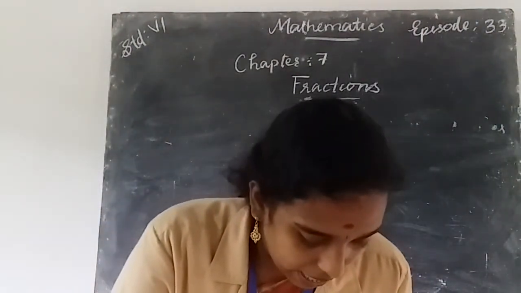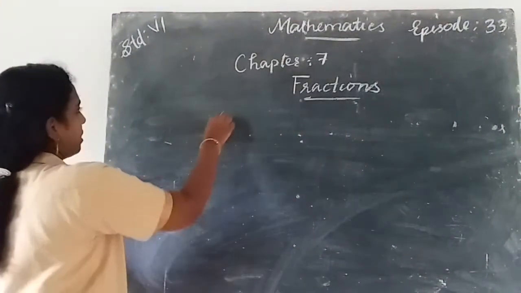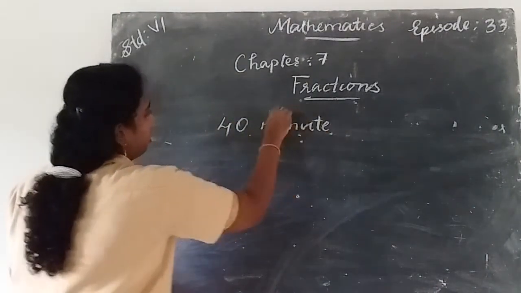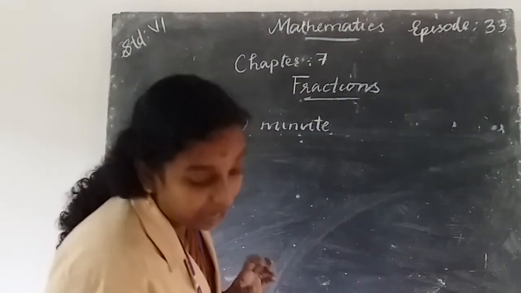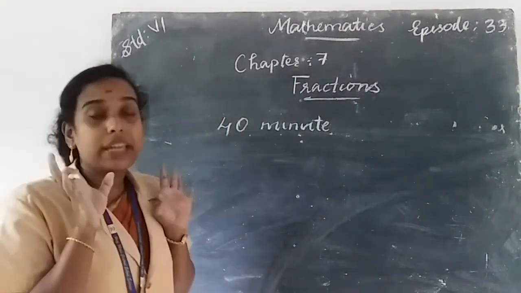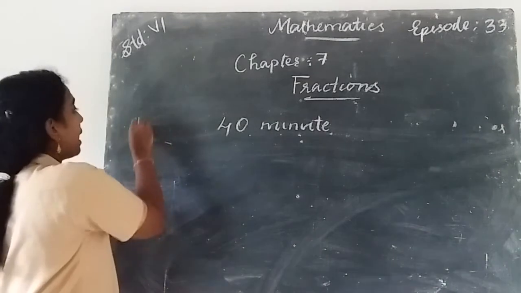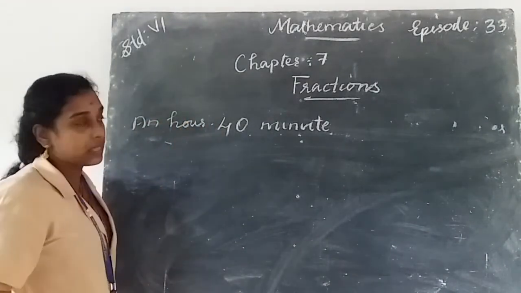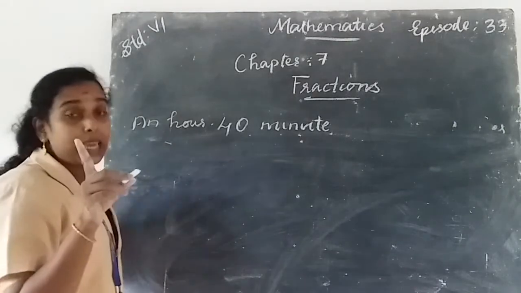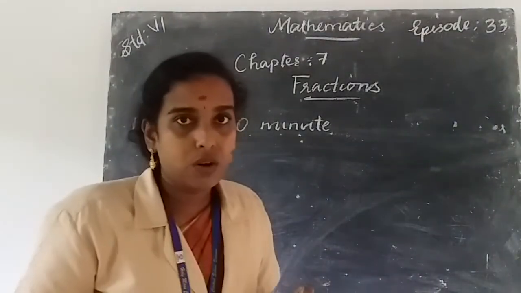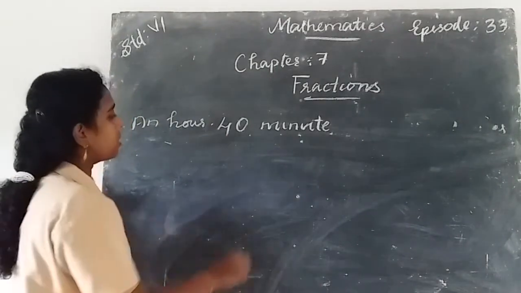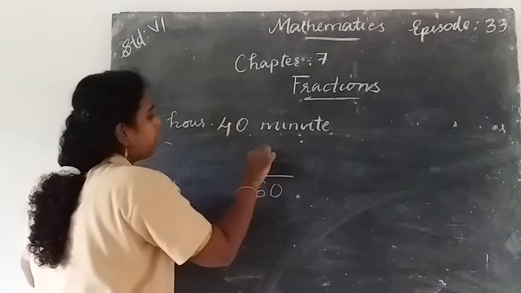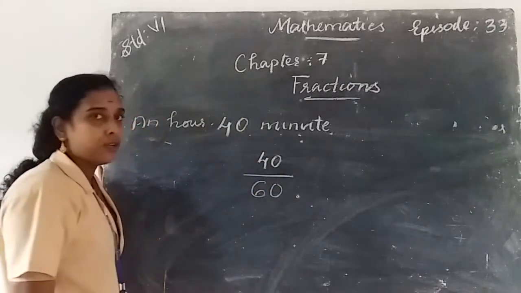What fraction of an hour is 40 minutes? Fraction of an hour in 40 minutes, which means 60 minutes make 1 hour. Okay, 60 minutes make 1 hour. So write 60 as the denominator and here 40 minutes, so 40 as the numerator.